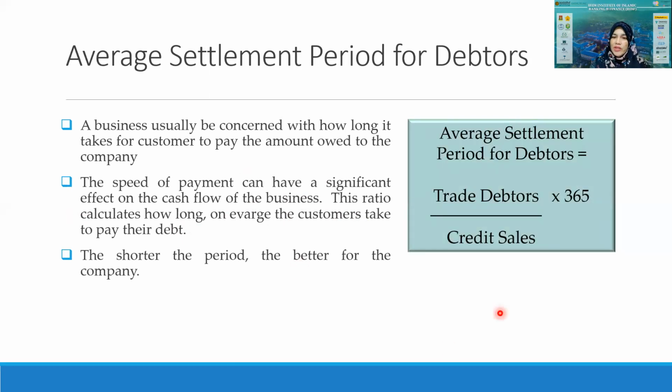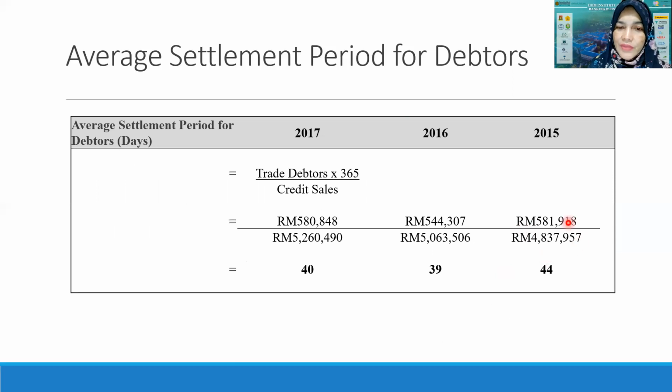This is the formula: trade debtors divided by credit sales. For the example of Nestle, debtors divided by credit sales. Nestle also indicates a stable trend, 44, 39, and 40. So at 44, it declined to 39, then after that it increased to 40. It shows that the ability of the company to collect its debts is about 40 days in a year.